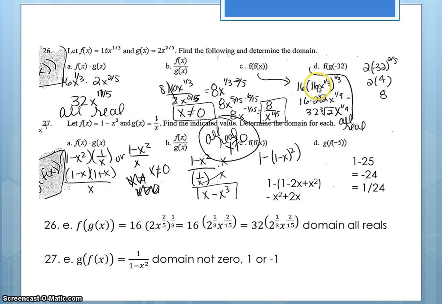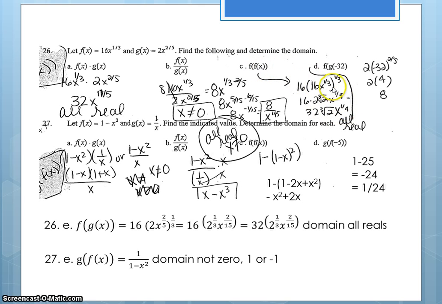Okay, f of f of x, you have 16 to the 1/3, and then in parentheses, put your other f of x, 16 times x to the 1/3. Power to a power, it's 16 to the 1/3 power. That's what this ends up being. And then 1/3 times 1/3 is 1/9. Here, 16, I simplified to 8 times the cubed root of 2. We're taking the cubed root of it. The cubed root of 8 is 2. That's why this comes out. And you get 8 cubed roots of x to the 1/9.